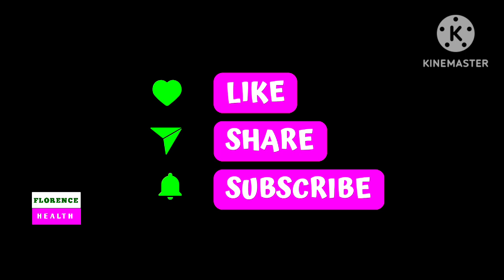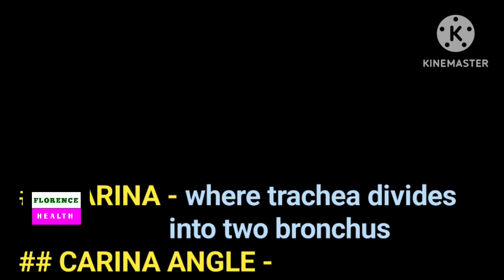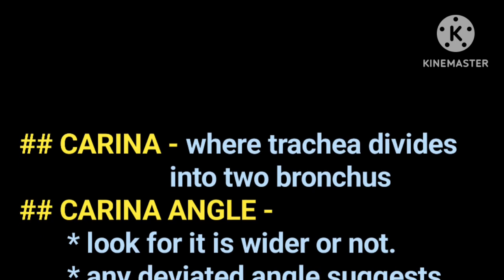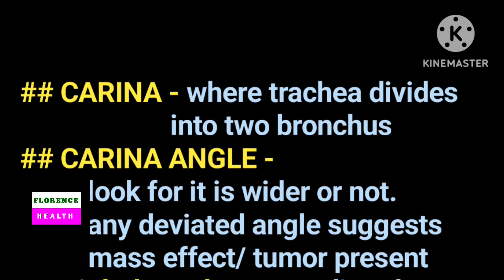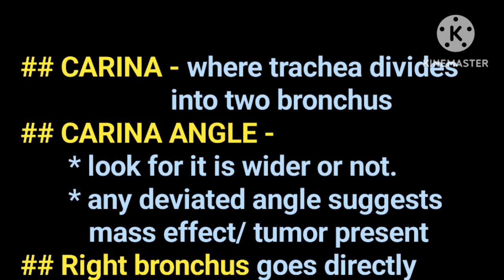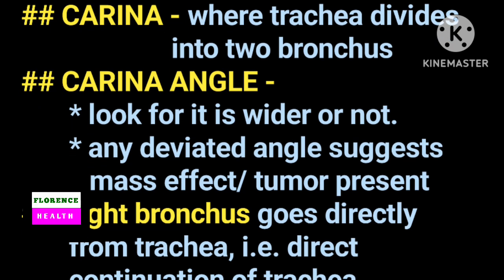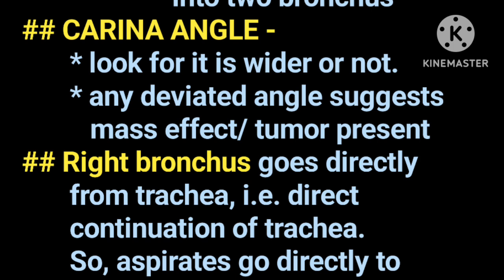Now discuss how to examine the carina. Carina is the level where the trachea divides into two bronchi. Normal carinal angle is between 40 to 80 degrees. Any deviation of its angle suggests mass effect or tumor present. So always search whether the carinal angle is wider or not.